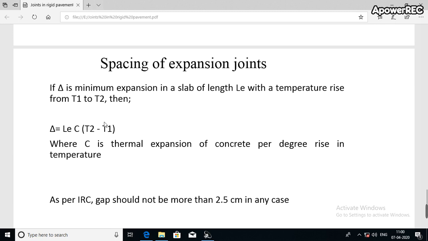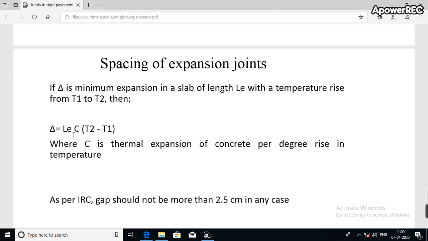Why have I written it here as LE? Because it is the rise in temperature and some length has been provided in case of the expansion joint. So E means expansion. So this is the equation from where you can easily find the expansion joint spacing. That will be LE. Okay.